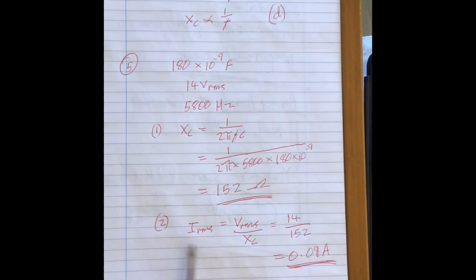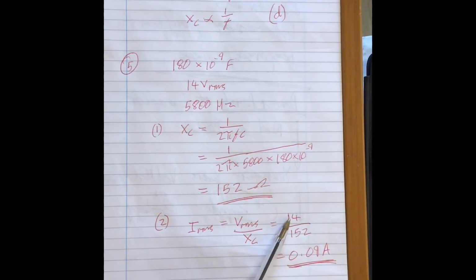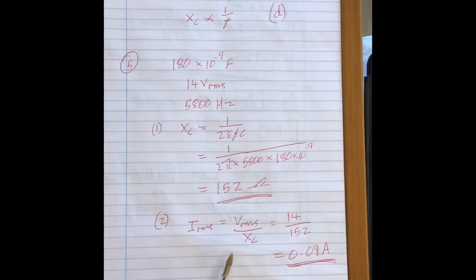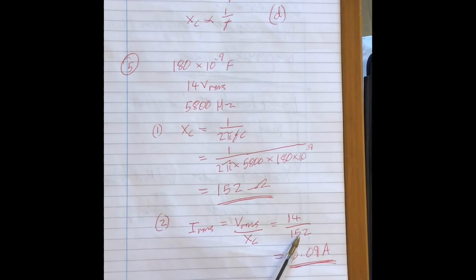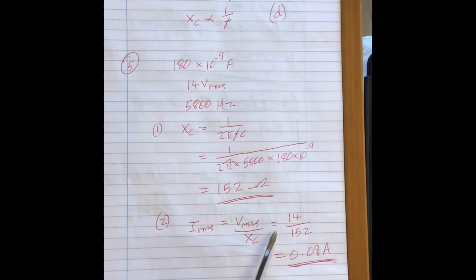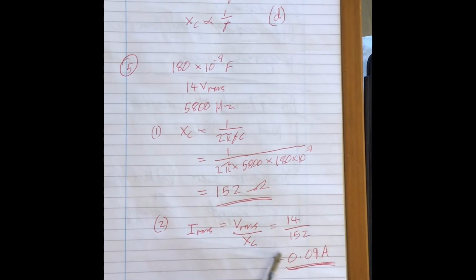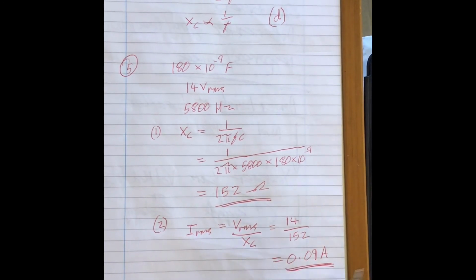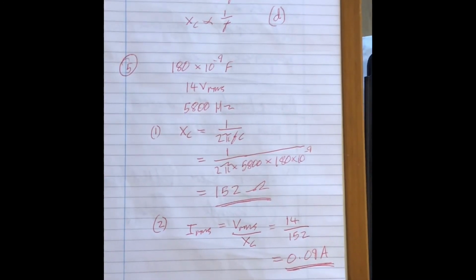And then part 2, given the RMS voltage and the capacitive reactance that we've just worked out, work out the RMS current. So VRMS over XC, 14 over 152, 0.09 amps. And that is that done.